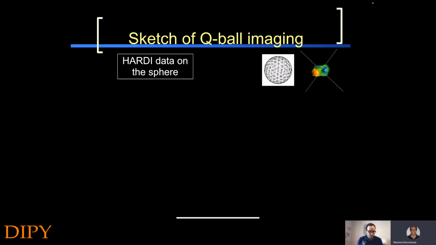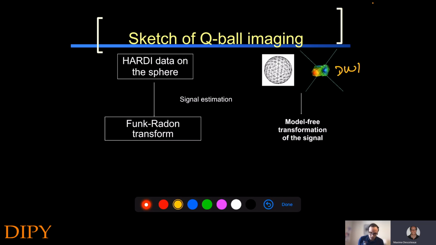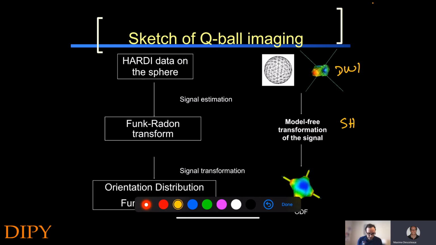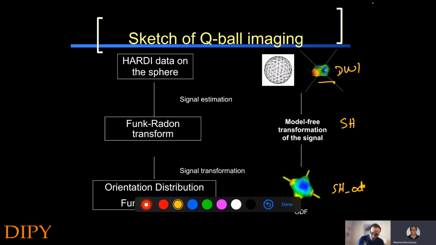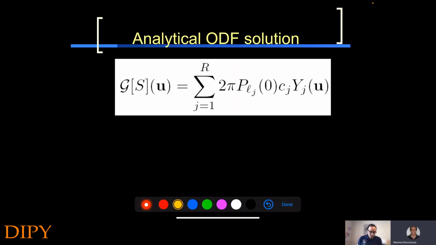So what usually we do is to take our diffusion signal, get the spherical harmonics coefficients, and compute the integral, or the Funk-Radon transform, analytically to just get spherical harmonics coefficients of the ODF. So it's a three-step process. We load the signal on the sphere, we project onto the spherical harmonics, and then we transform the harmonics with an equation. So this equation is this one.